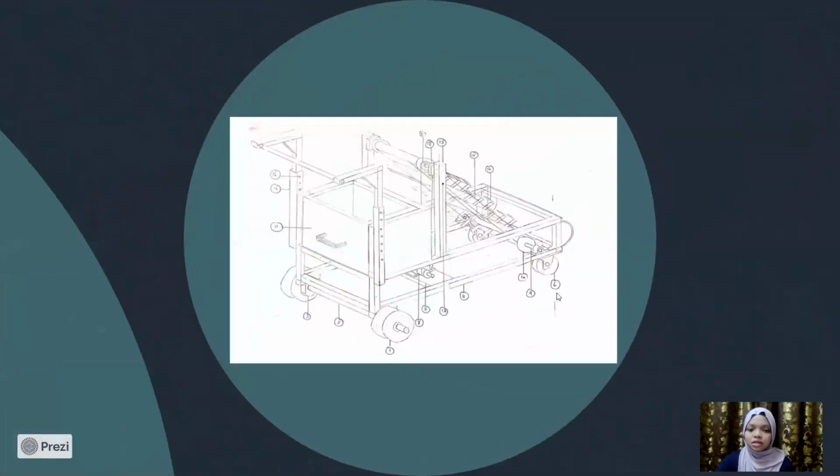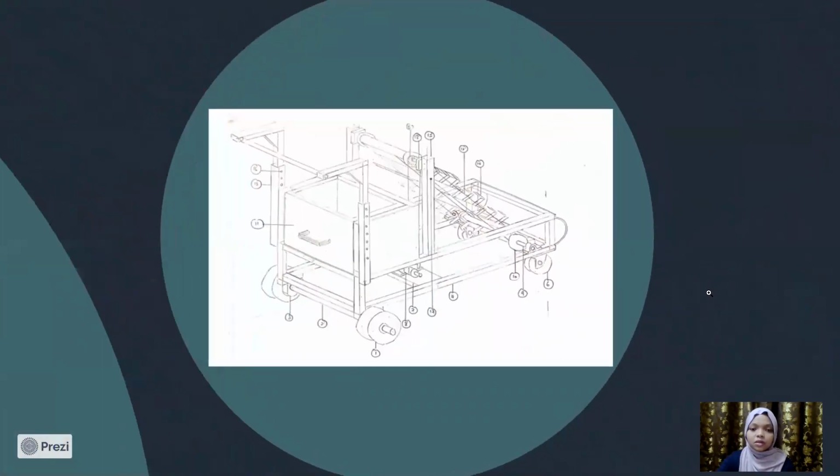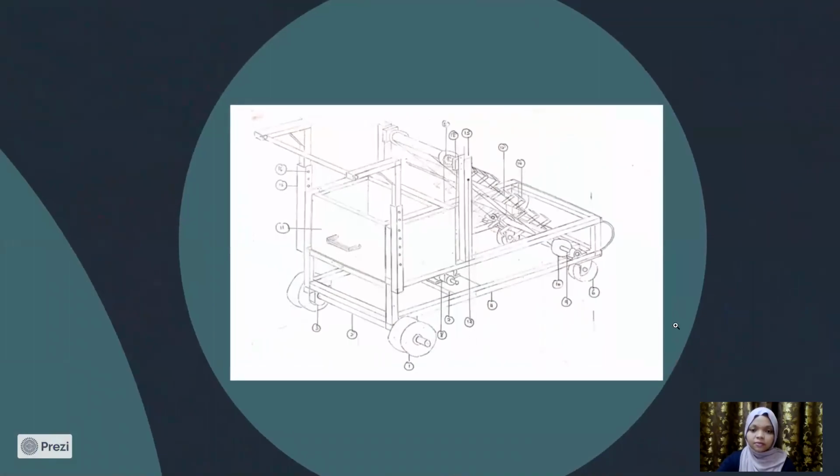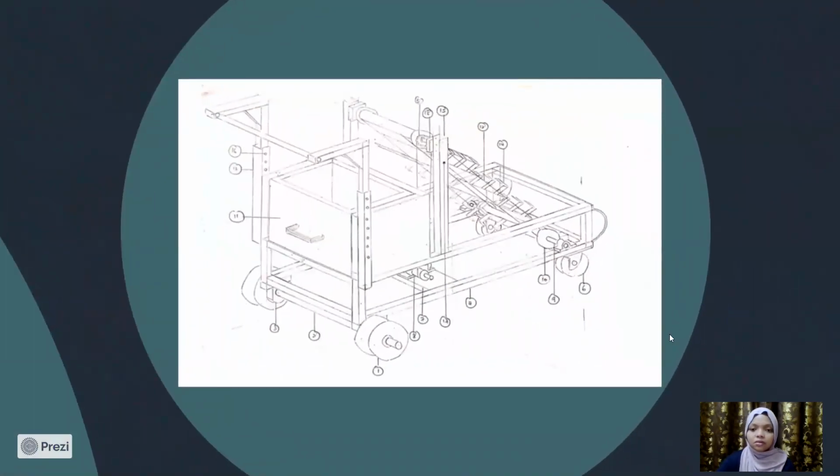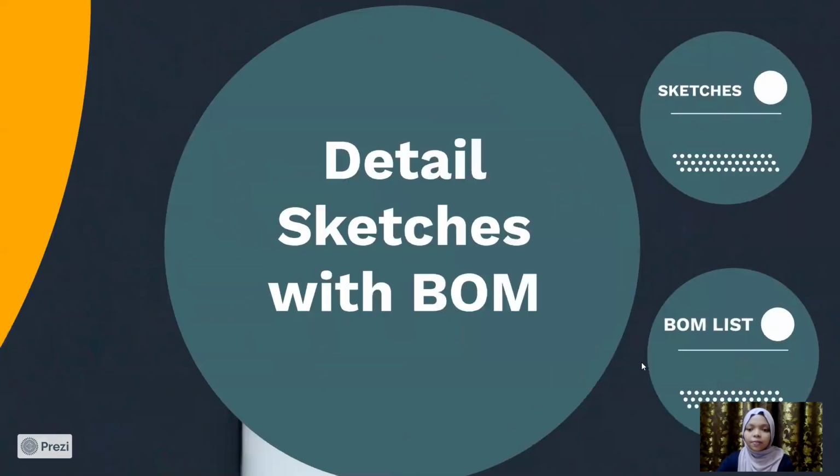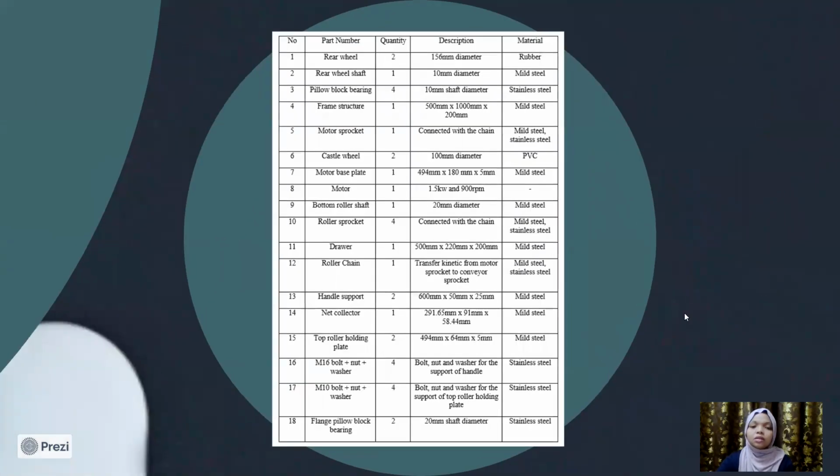You can see this is the final design for our group. This is our sketches, and the details I will give later. So this is the bill of materials of our final design: rear wheel, where we choose a quantity of 2, rear wheel shaft 1, pillow block bearing 4, frame structure 1, motor sprocket 1, castor wheel 2, motor 1, roller sprocket 4, drawer 1, roller chain 1, net collector 1, and so on.